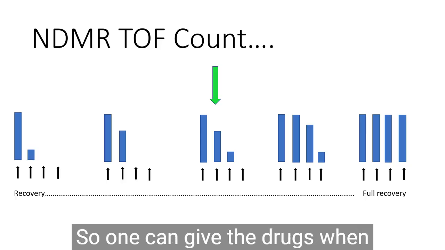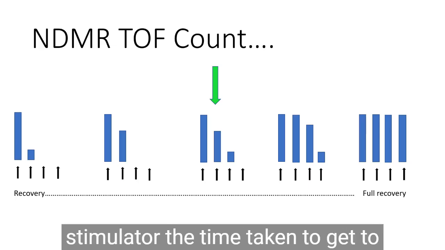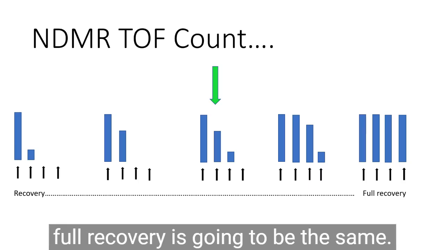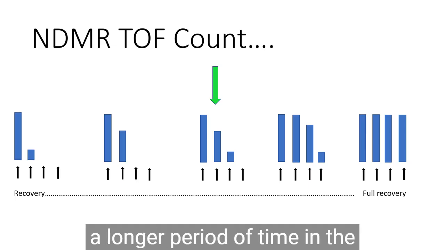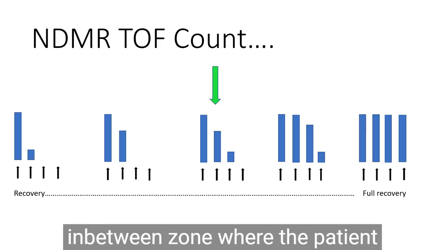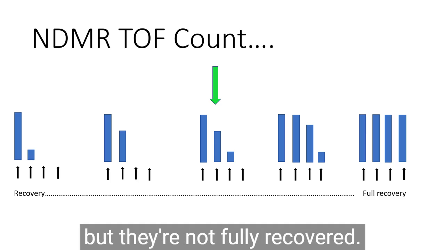So one can give the drugs when there's 1 twitch or 2 twitches, but if we monitor this on a nerve stimulator, the time taken to get to full recovery is going to be the same. And we're just going to spend a longer period of time in the in-between zone where the patient has 2 or 3 or 4 twitches, but they're not fully recovered.